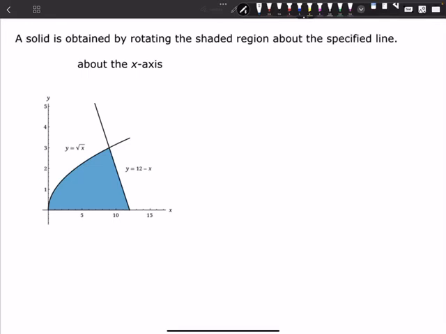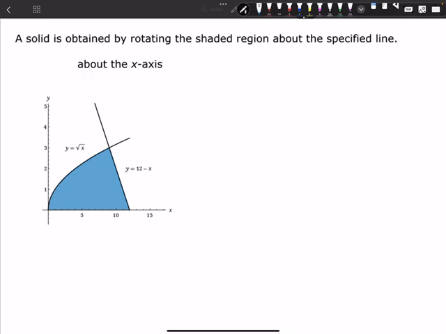All right, I'm continuing on in the section about volume rotation. And the next problem says the following. A solid is obtained by rotating the shaded region about the specified line. So we are taking this region and rotating about the x-axis.